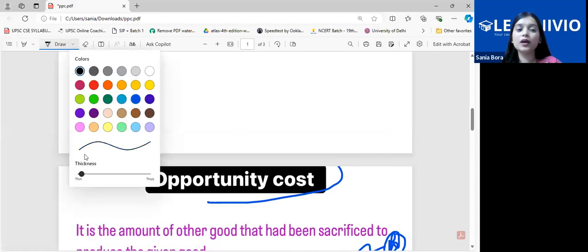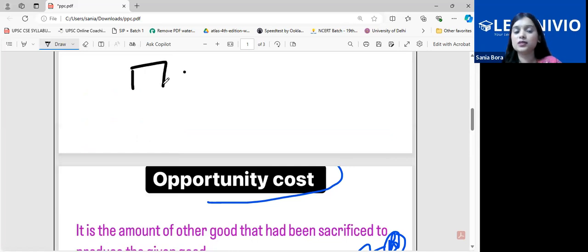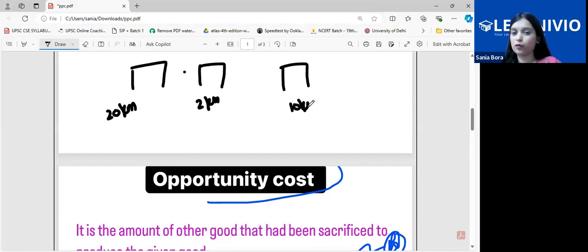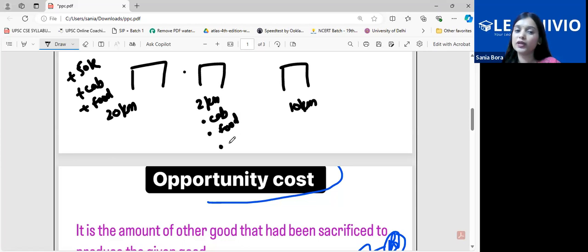Usually they take an example of a job. This is company A, this is company B, and this is company C. This is 20 kilometers away from your home, this is 2 kilometers away, and this is 10 kilometers away. Here you are getting cab facilities, 20 kilometer cab facilities plus food, and a salary of 50,000. Here you are getting cab facility, food facilities, and 50,000. In this, you are getting only cab facilities, but no food, and your salary is 60,000.